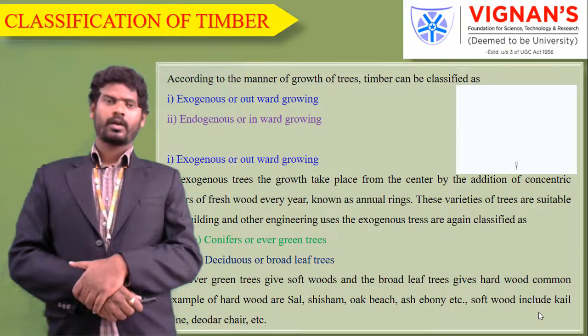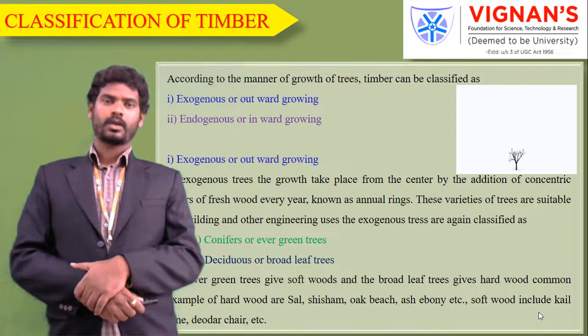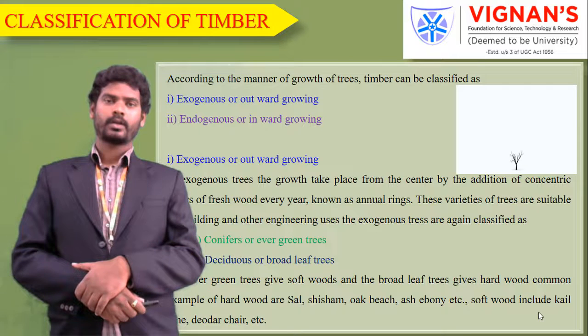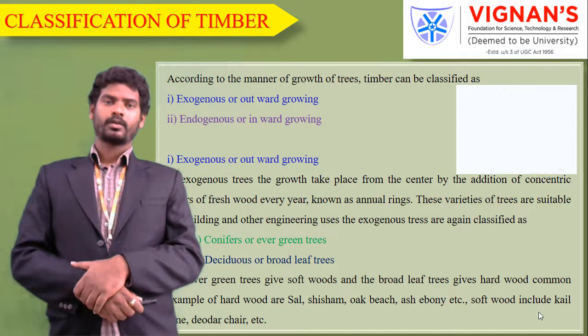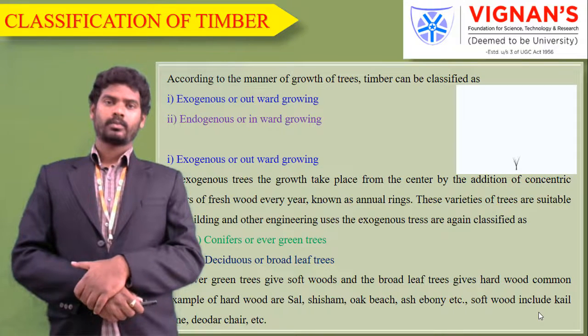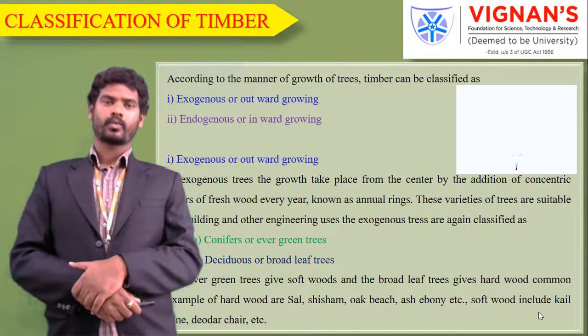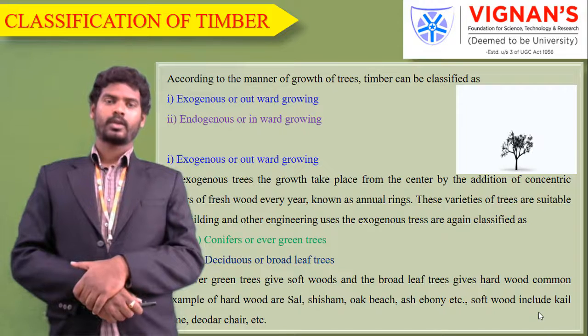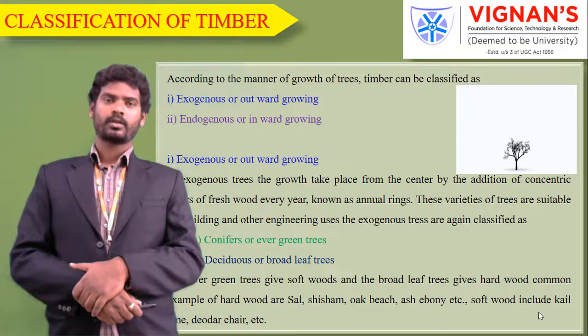The evergreen trees give softwood and broadleaf trees give hardwood commonly. For example, hardwoods are sal, teak, rosewood, sandal, sesame, oak, beech, mango, etc. These come under hardwood. Softwood includes cherry, walnut. These are some of the examples of the softwood.